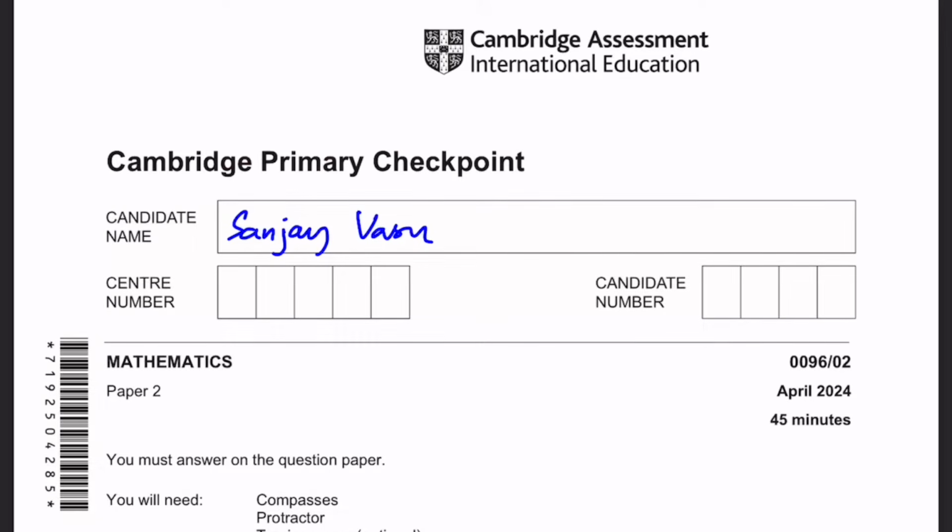This time it'll be on Cambridge Primary Checkpoint for Mathematics Paper 2, April 2024. You have 45 minutes and you may use a calculator.